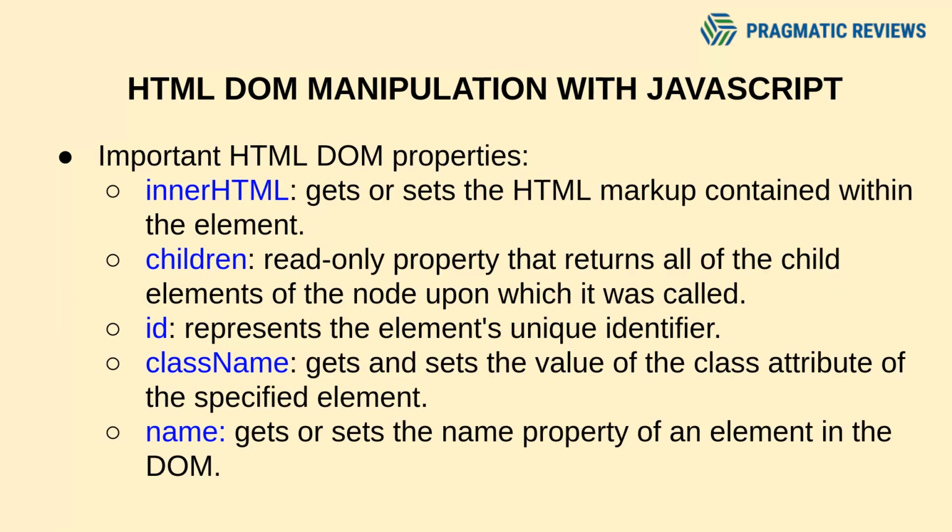Some of the most important HTML DOM properties are the innerHTML property that gets or sets the HTML markup contained within an element, the children property that returns an array of all the child elements of the node upon which it was called, the id property represents the element's unique identifier, and the className property gets and sets the value of the class attribute of the specified element. And the name property gets or sets the name property of an element in the DOM.